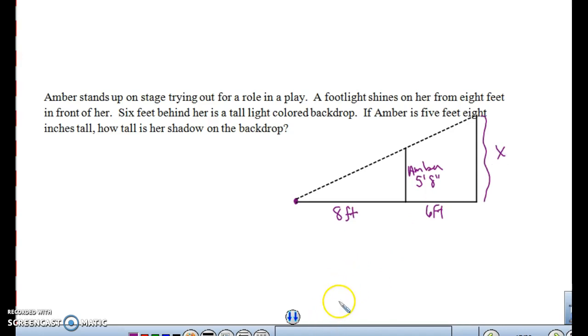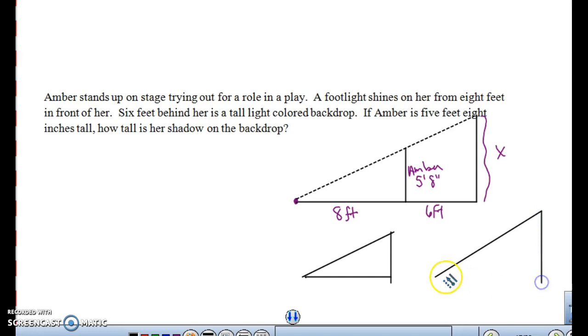Okay, now do you see two similar triangles? I do. I see one here and I see the big one as well. So I'm going to draw them out separately. So I have the small triangle, my small triangle like this, and my bigger triangle for the whole value. Okay, so let's fill in the values for the smaller triangle.